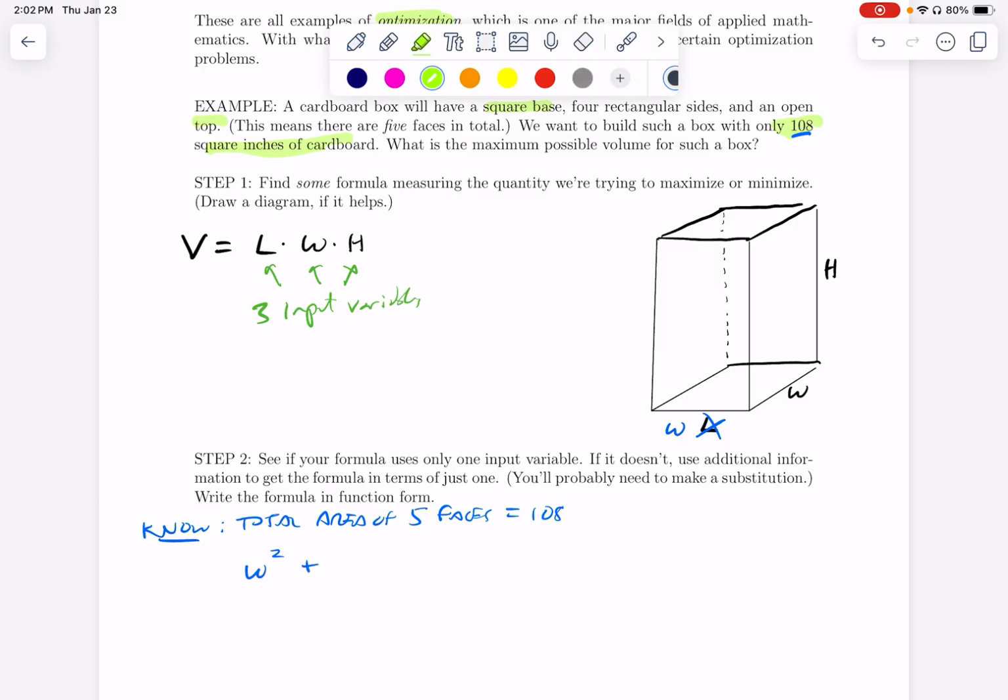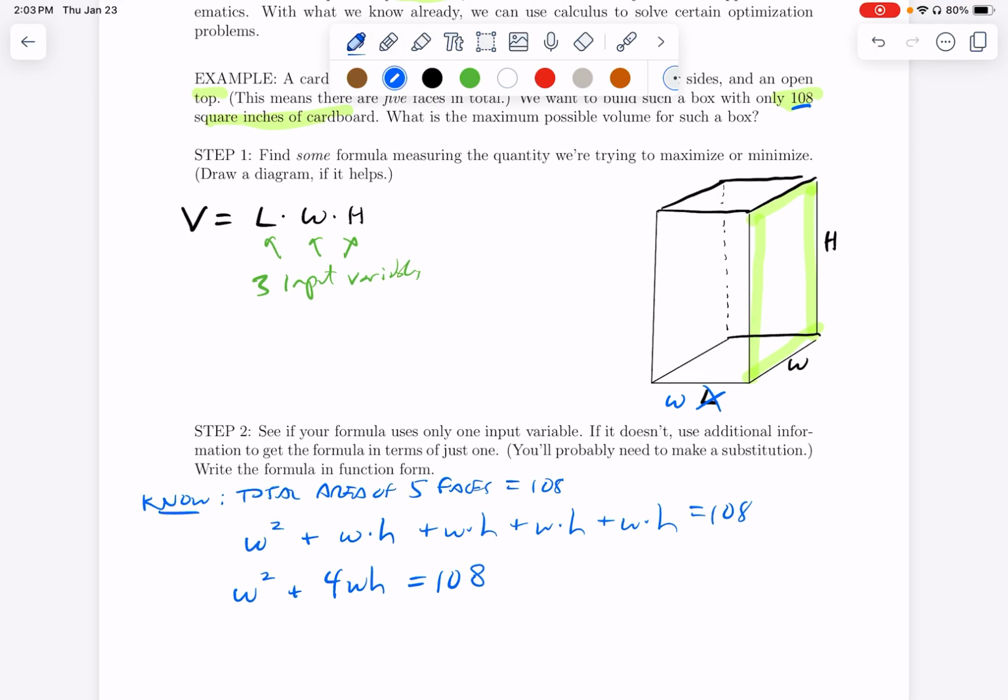Now, on each side, we have a rectangle. And we have a rectangle whose area would be W times H. And we do that for each one of these 4 sides. So what we really have here is that W squared plus 4 times WH equals 108.